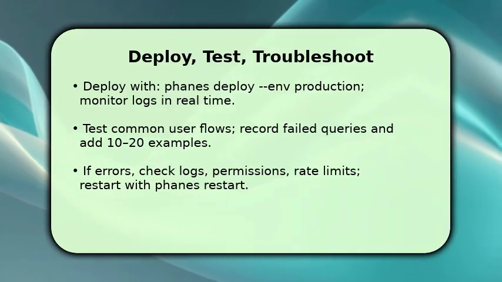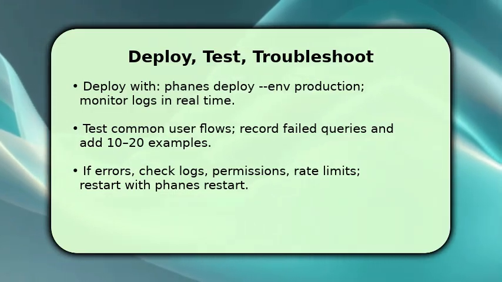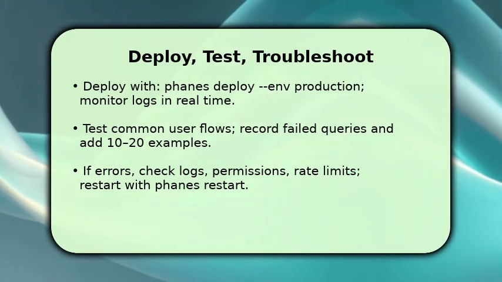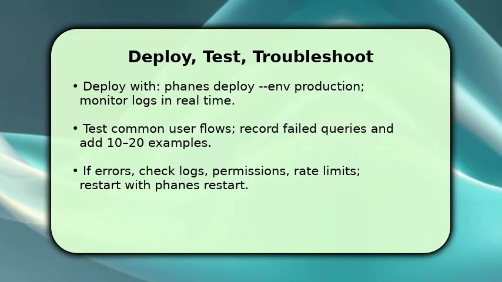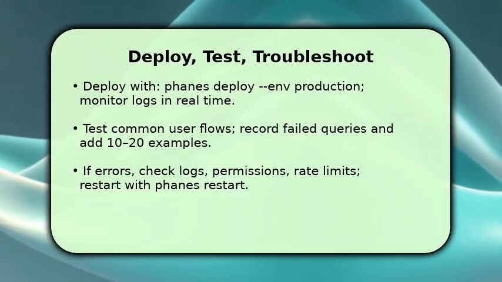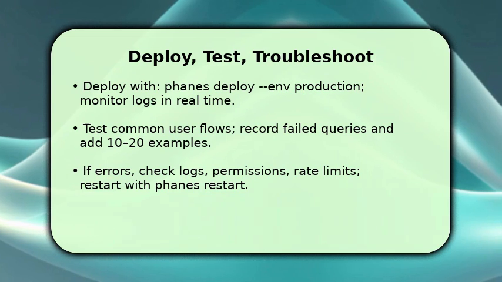If something breaks, check logs for permission or rate limit errors, then restart the service and redeploy. One key troubleshooting tip: when behavior diverges, examine the last 50 user turns and add corrective training examples to fix the model's drift.